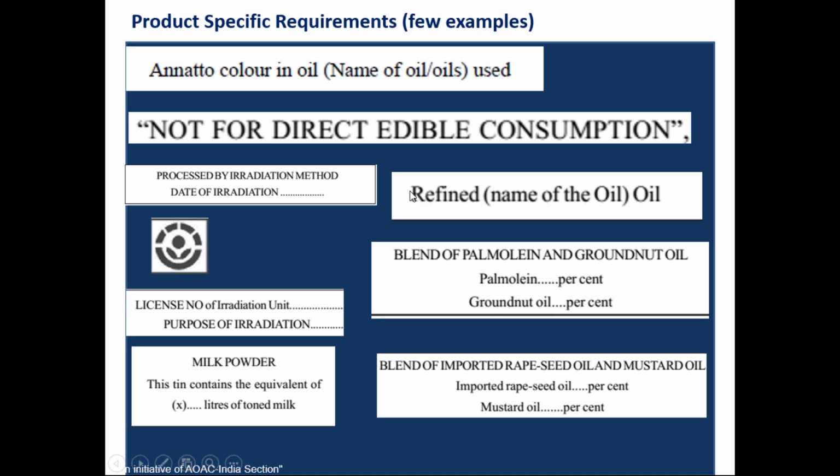If you're putting refined oil, you must write refined groundnut oil, refined soybean oil, etc. If you're marketing blends of palm oil and groundnut oil, you must put the percentage of each. If you are blending imported rapeseed oil, you have to put imported rapeseed oil. If it is irradiated, you have to put this mark, and you have to put the license number plus the process by which it was irradiated. If it is milk powder, you must say how much milk it will form when it is reconstituted.